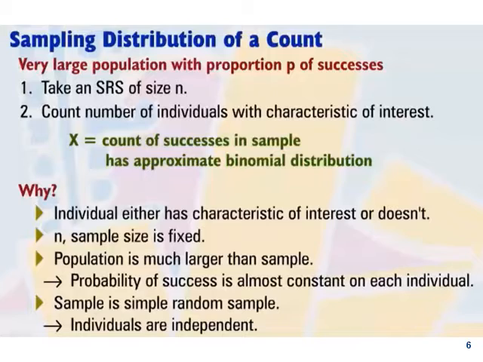For example, someone has O positive blood or not. So they are satisfying this condition. The number n, that is the sample size, is fixed. Third, the population is much larger than the sample, so the probability of success is almost constant for each individual. Fourth, the sample is a simple random sample, that is, individuals are independent. So here we can say that the count of successes from an SRS, that is a simple random sample, has an approximate binomial distribution.